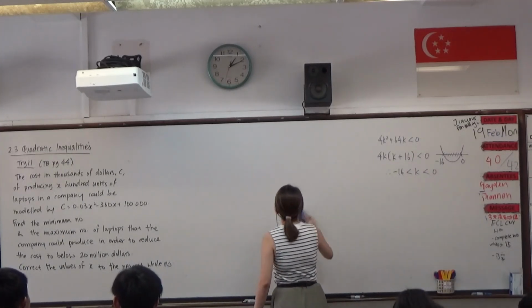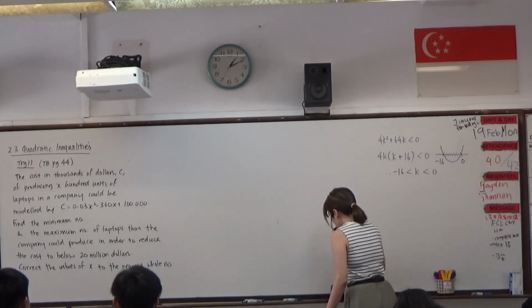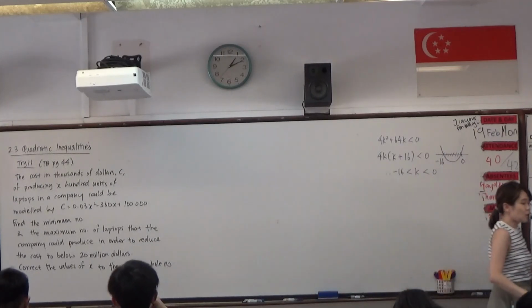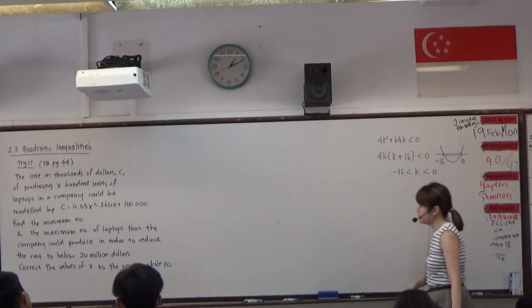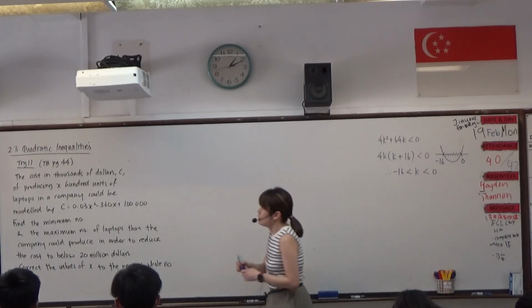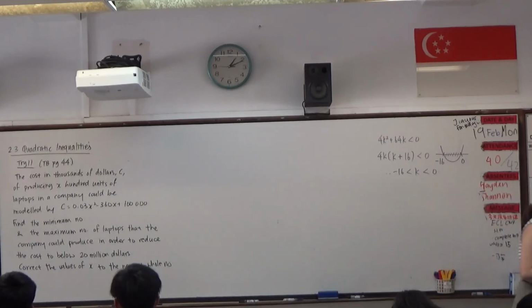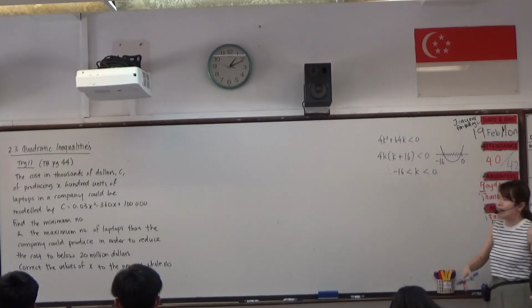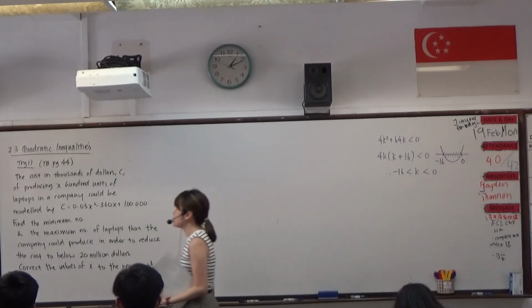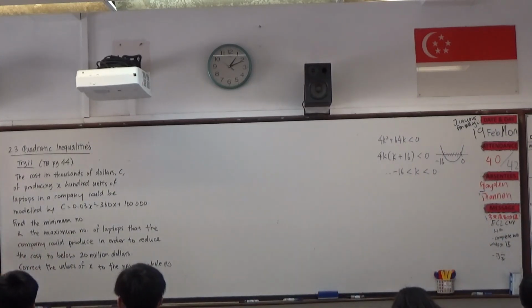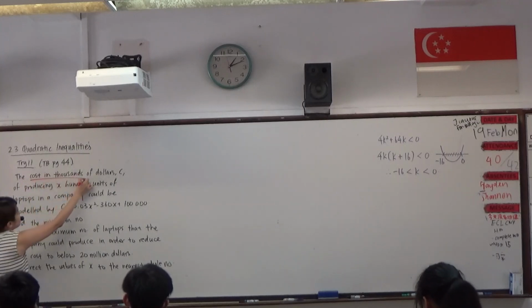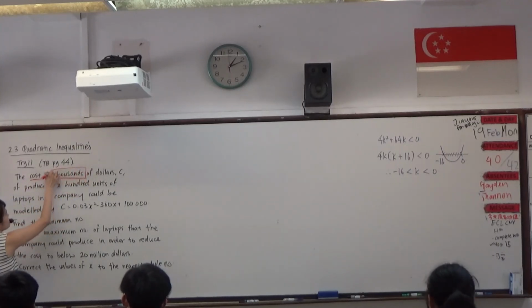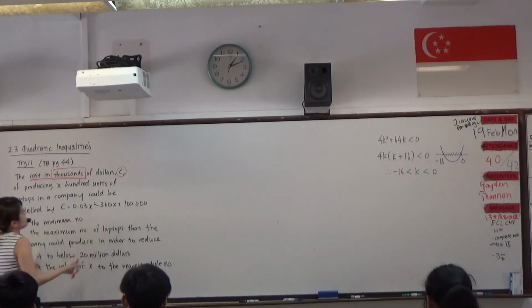Let's look at the triangle question. So now we're going to learn how to apply our quadratic inequality solving to a problem sum. In this question, in fact in any question, we need to make sure we read every single detail of it rather than just read the end. It says that the cost in thousands of dollars, that is C. Taking note that it's in thousands of dollars, so that is for your variable C.